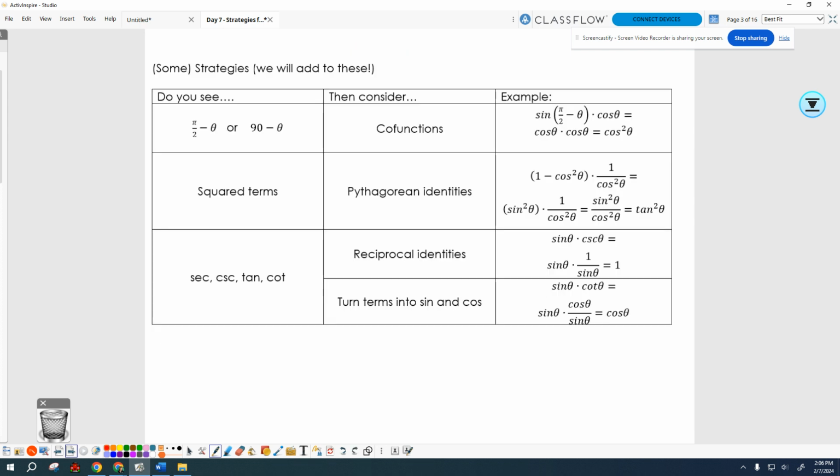And then under that on your page, I have these strategies. They're not a lot right now, but if you see pi over 2 minus or 90 minus, think cofunctions. And cosine's cofunction is sine. Cotangent's cofunction is tangent. Secant's cofunction is cosecant.